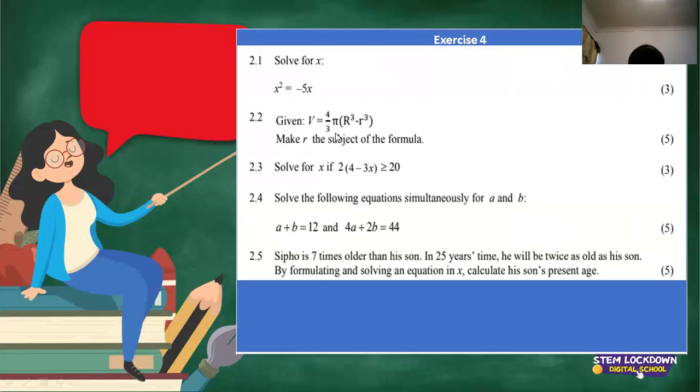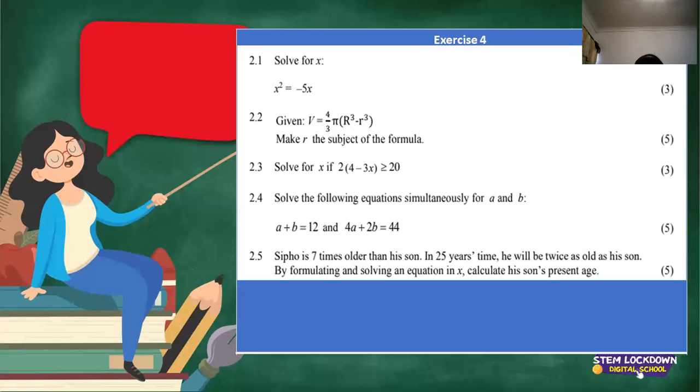To explain that again, the question says, given V equals the volume of the sphere. We have two spheres, a big one and a small one, so this is the change in volume of the sphere. Given that V equals 4 over 3 pi times capital R cubed minus small r cubed, the question is to make the small r the subject of the formula.